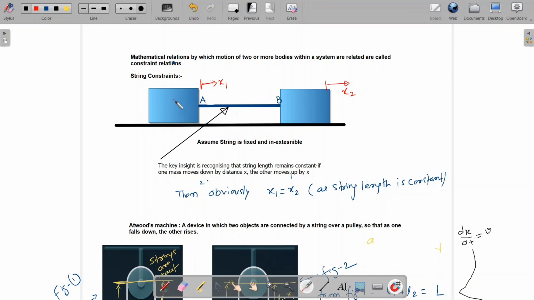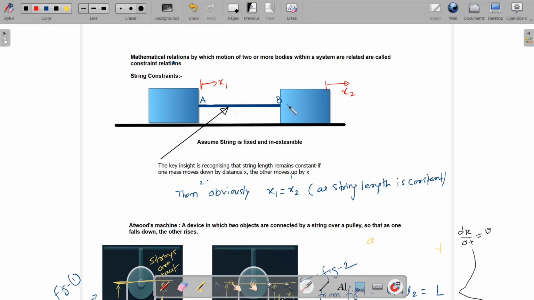Let's unfold the solution of the pulley constraints problem once and for all. First, let us understand what constraint motion actually means. In simple, layman terms, we can say constraint motion is motion where two or more bodies are interconnected. So what does that really look like?